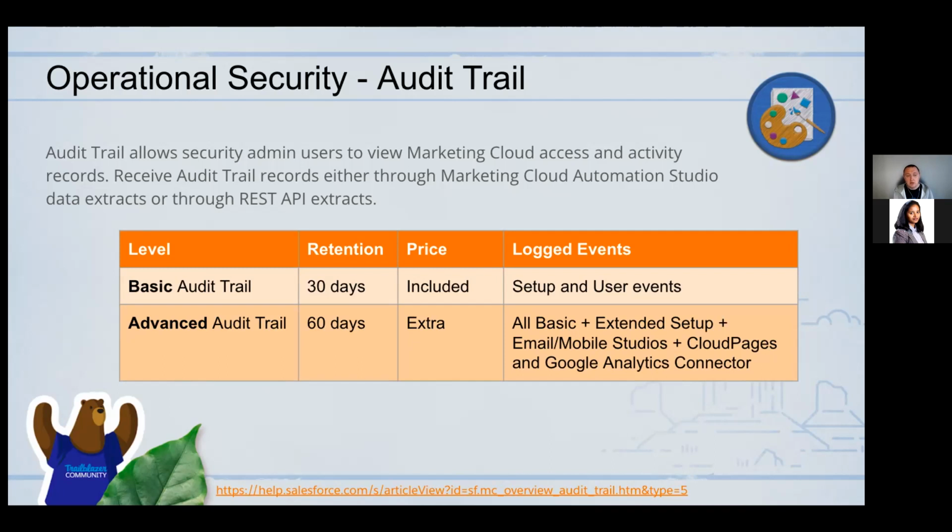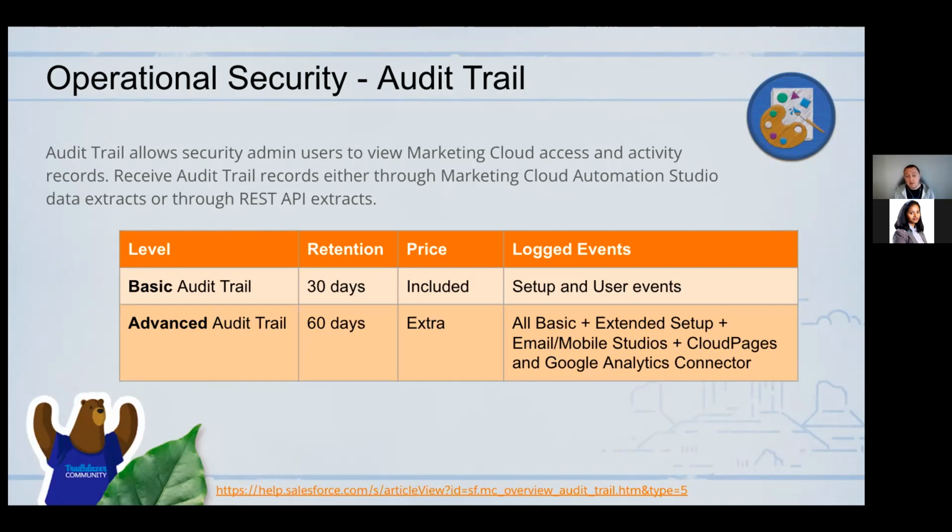You're extracting the payload of the logs. The basic functionality is included with all accounts, so you don't have to pay any price. You just need to enable it, start collecting the data, and then you can access it as you go along. It has a 30-day retention timeline, and it's really focused around setup and user events. So if someone has a login IP address, login event, they might be changing their passwords, they log out. These are the types of events you would see, and some of the configurations within the setup.